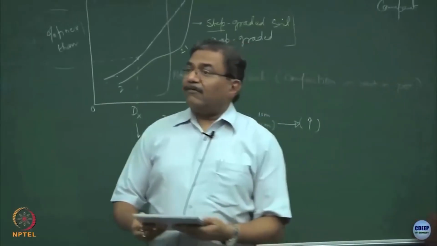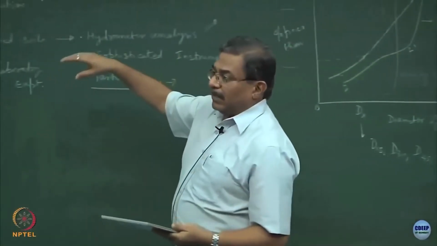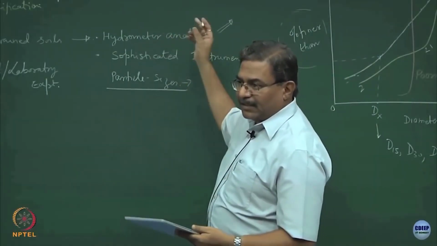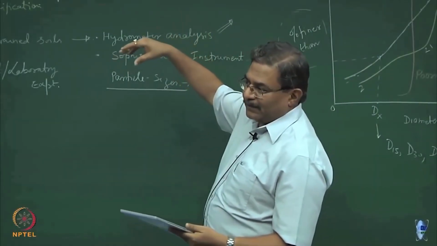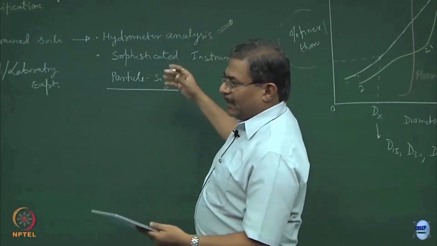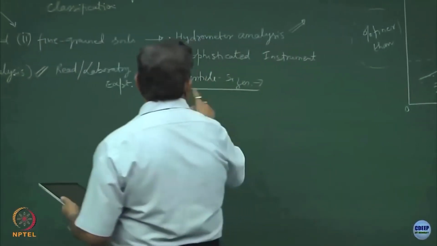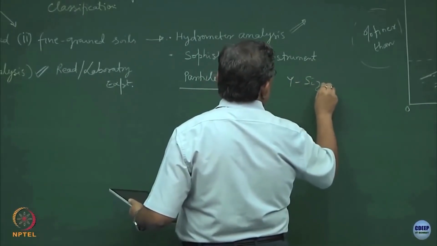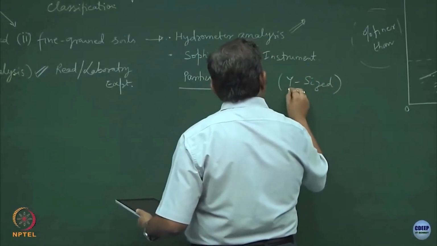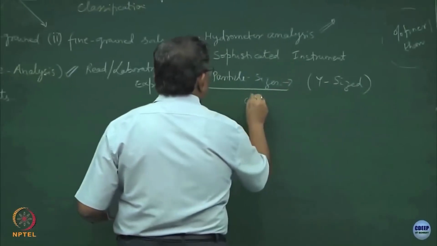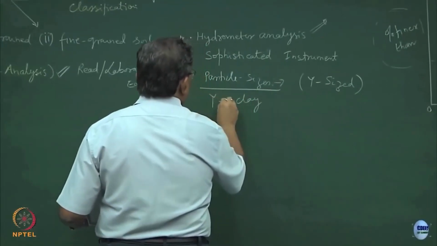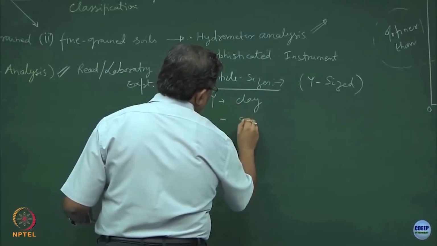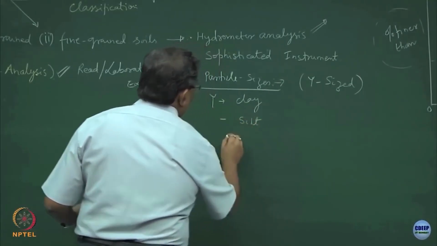So, we are not using the word clay as the mineral; we are using clay as clay sized, silt sized, gravel sized and so on. So, these are all sizes, and we define this as Y sized. Y could be clay, Y could be silt, Y could be sand.